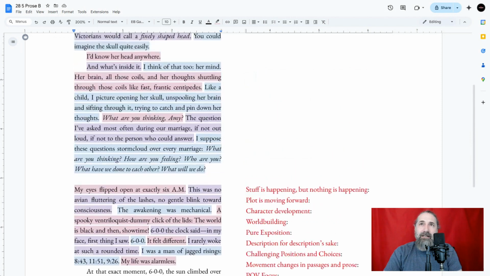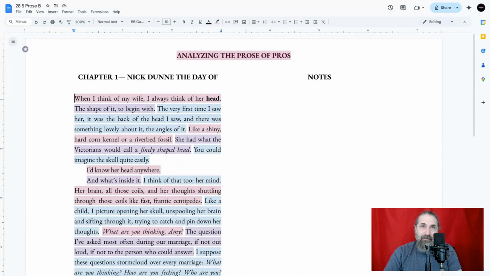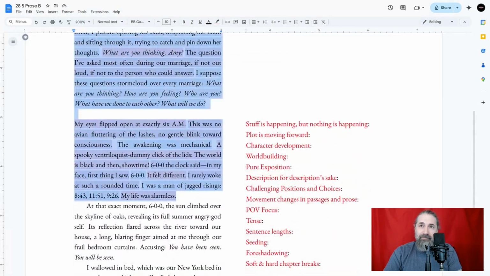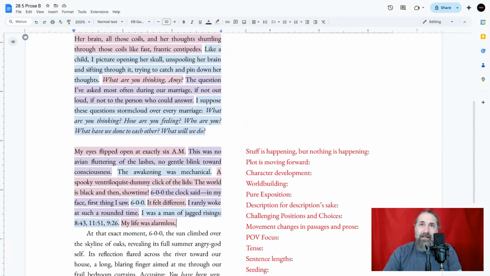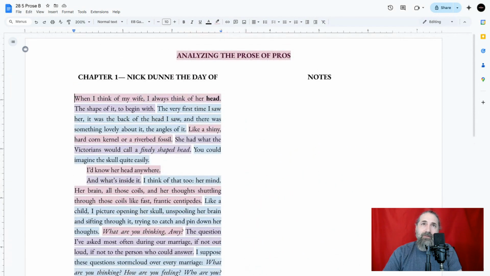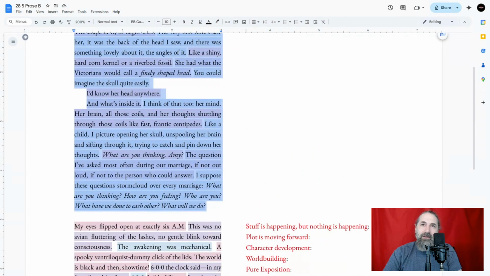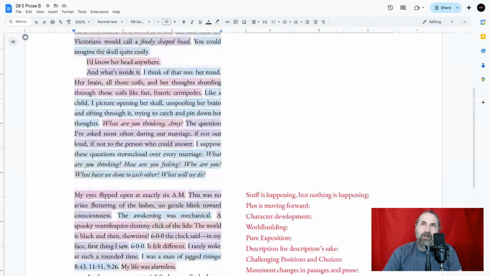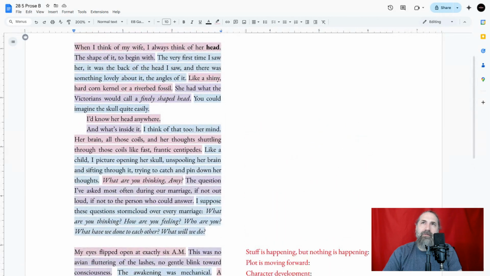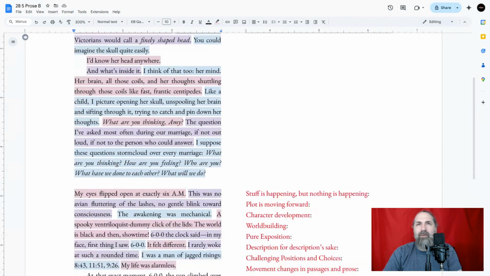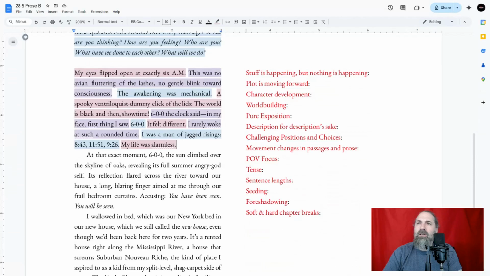Also, honestly, I personally think this is meandering. It's like, all right, let's get to it. But it is showing that their life is, right? Well, this is just about the wife. "When I think of my wife, I always think of her head, the shape of it to begin with. The very first thing," blah blah blah. Yeah, all right, anyway.